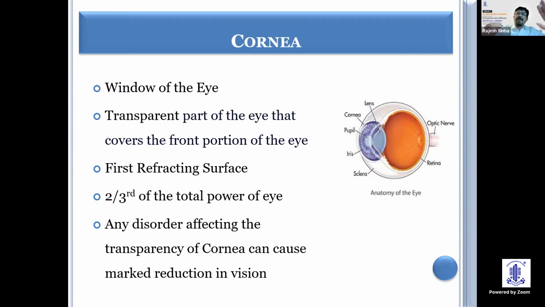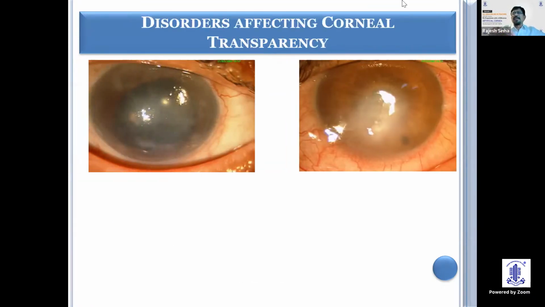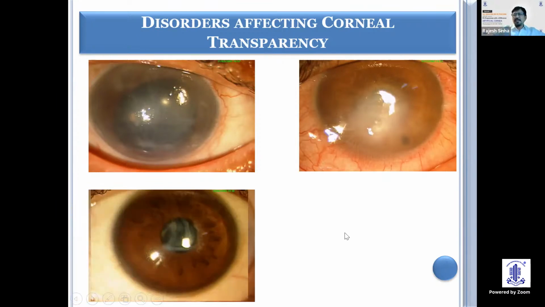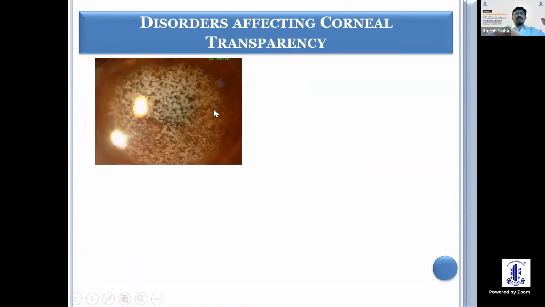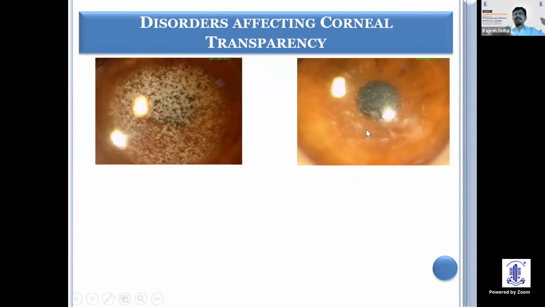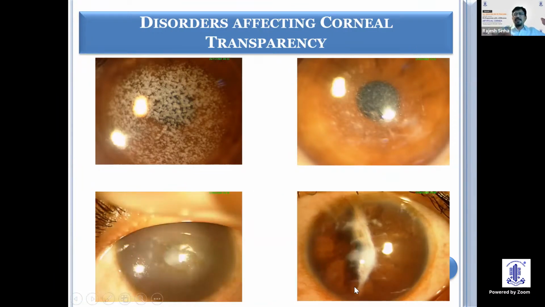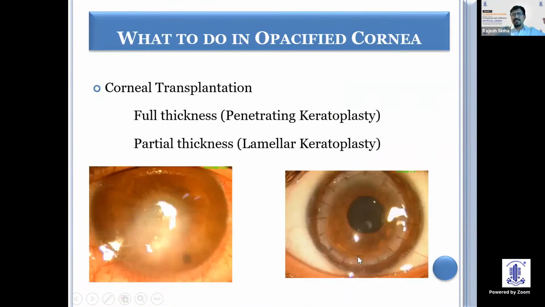So any disorder that affects the transparency of the cornea can cause marked reduction in vision, because of the high power it has and because it is the first refracting surface. Disorders like healed keratitis resulting in leukomatous corneal opacity, then bullous keratopathy, keratoconus causing distortion, keratoconus with scar, granular dystrophy, lattice dystrophy, macular dystrophy, and post-traumatic corneal scar covering the central part of the cornea, obscuring the visual axis.